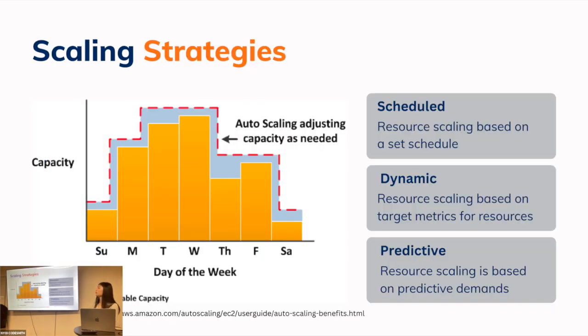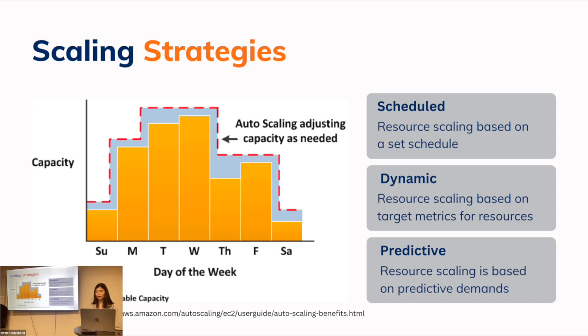There are also a couple of scaling strategies. Scaling strategies inform the auto scaling on how to optimize the resource allocation and when to scale. In scheduled scaling, capacity scales based on a set schedule. So for example, let's say that you have a restaurant application. You probably want to provision more capacity during the time when the restaurant is open and decrease the capacity when the restaurant is closed overnight. So that is an example of scheduled scaling.